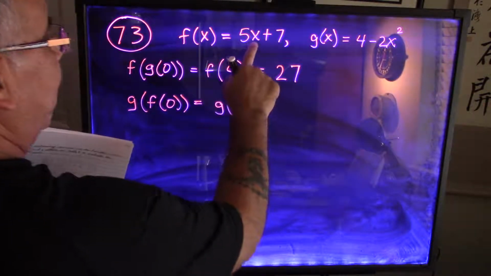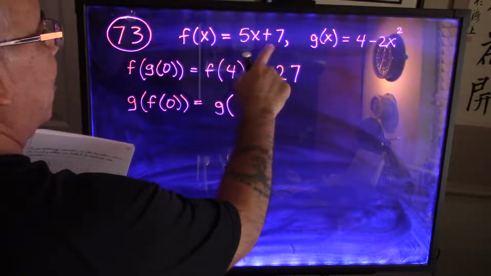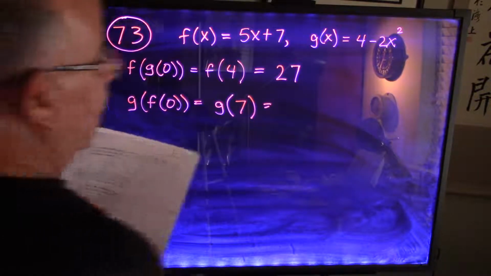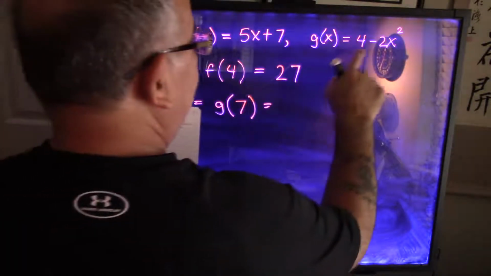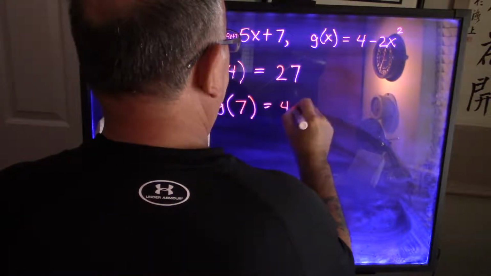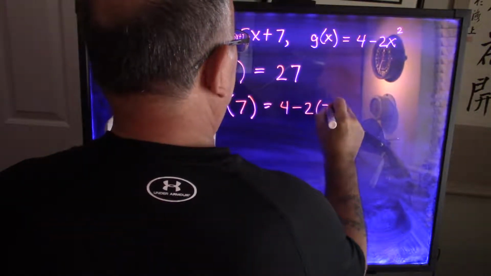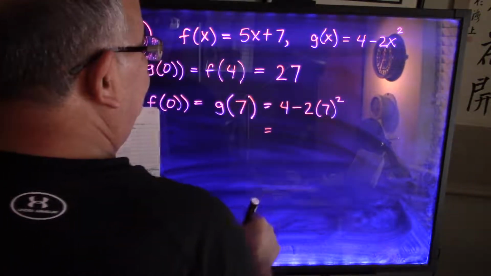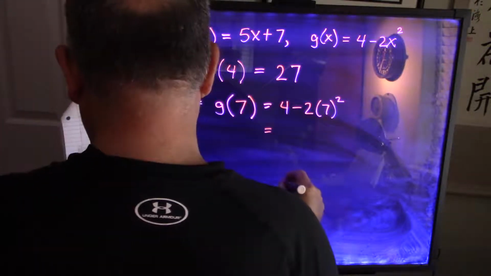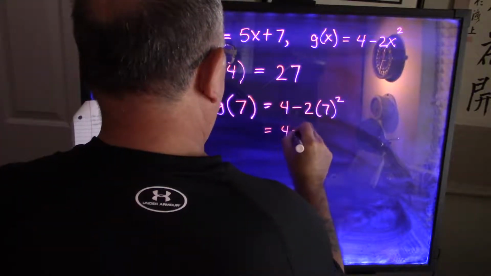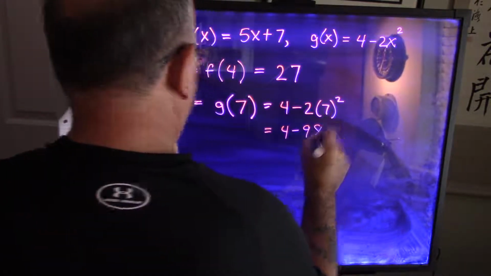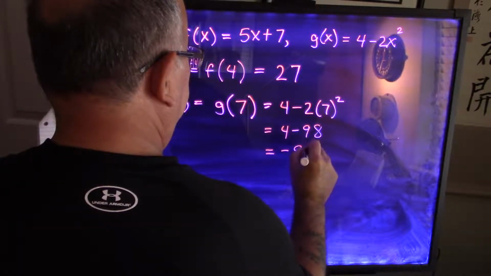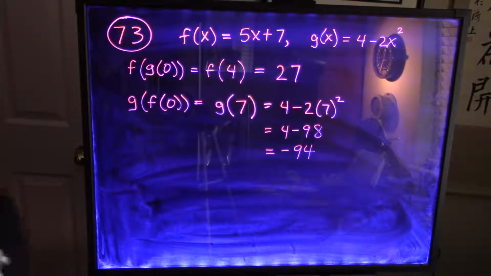What's f of 0? Plug in 0 right there in f. 5 times 0 is 0, plus 7 is 7, so that's g of 7. And what's g of 7? It's 4 minus 2 times 7 squared. So that's 7 squared is 49, so you've got 4 minus 2 times 49, which is 4 minus 98. And that's equal to negative 94. There you go.